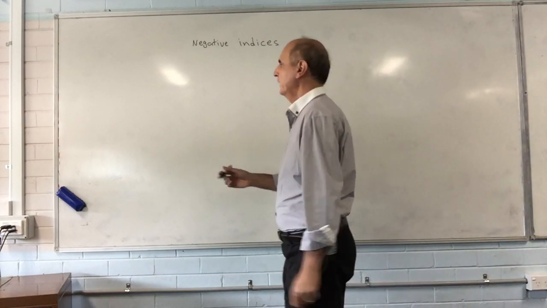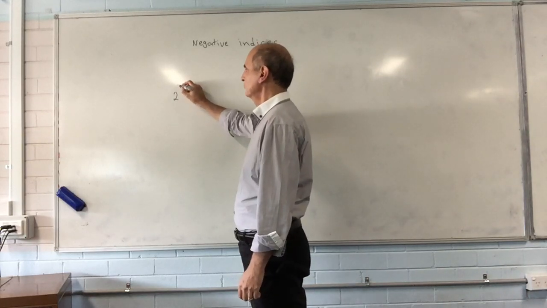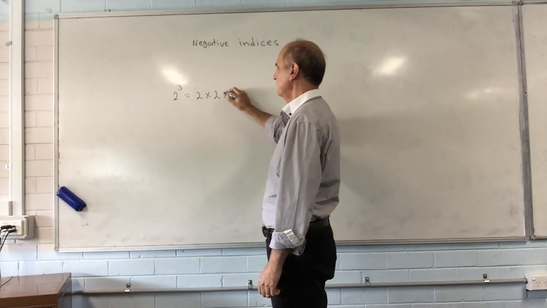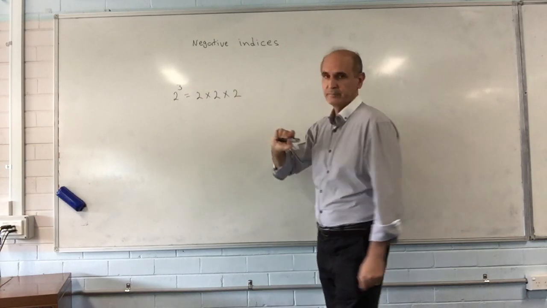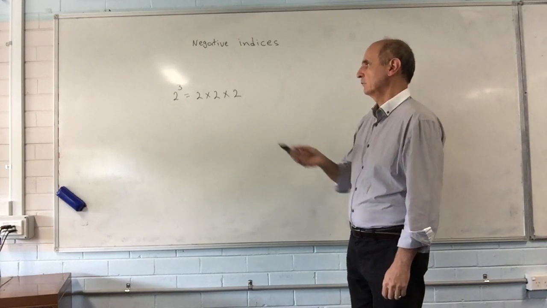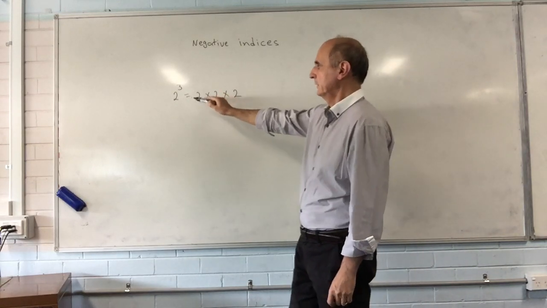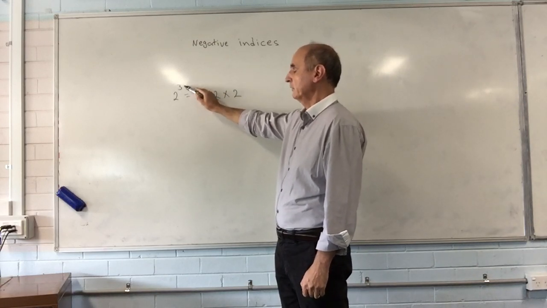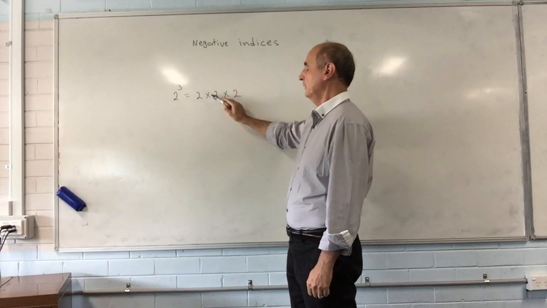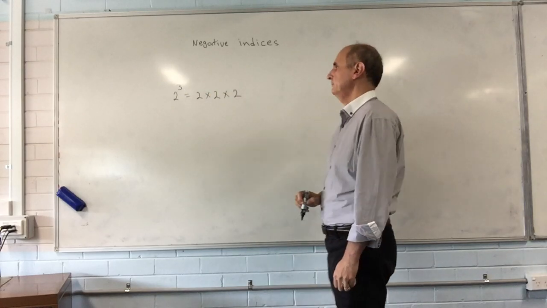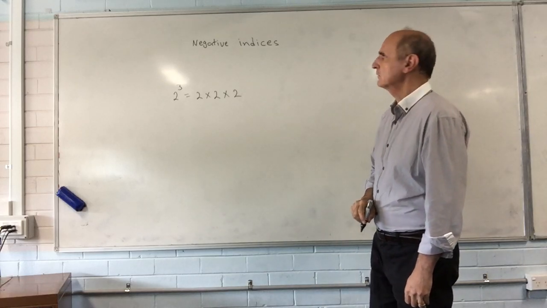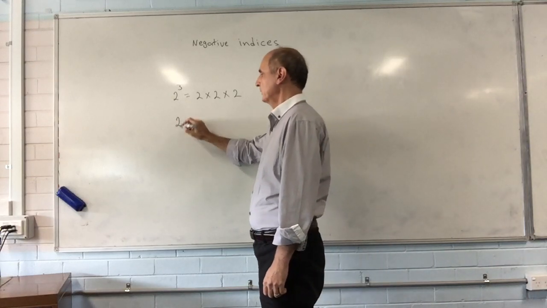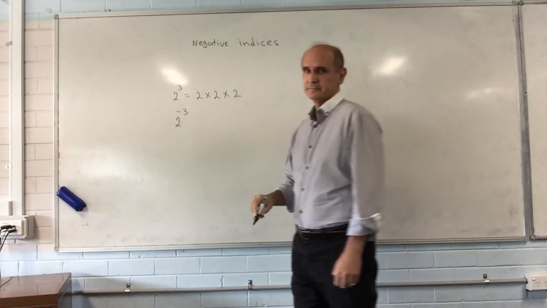We know that a positive index like 2 to the power of 3 means 2 has to be multiplied by itself 3 times. That is for a positive index, so 2 is my base, the number I'm going to multiply, and 3 is my power or index. It tells me how many times I have to multiply this by itself. But what does a negative index mean? How can I multiply 2 by itself minus 3 times?